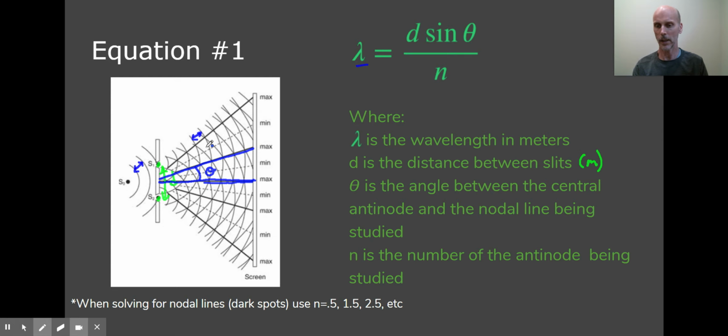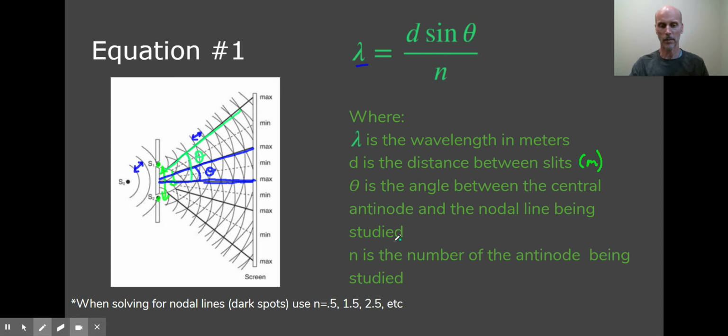We call that maybe theta 1. If we wanted to measure to the second one, we could do that. We would just measure from the central one all the way to maybe this one here. We get a different measurement, about twice the original one, no surprise. By the way, this is a very symmetrical situation. So whatever we measure from the central maximum to one side will be the same as what we would measure to the other side. So it doesn't matter which side we choose.